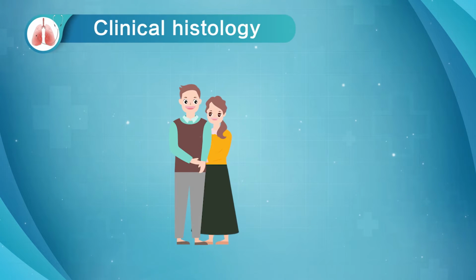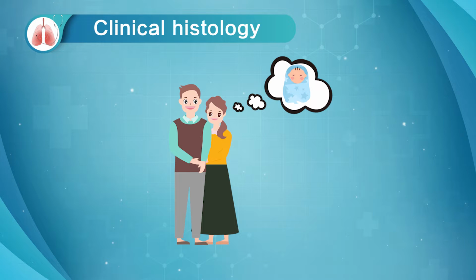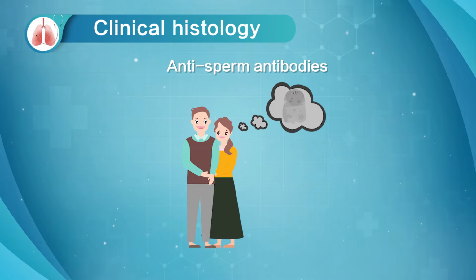John, 29 years old, and 28-year-old Rose have been married for 3 years. They wanted a baby, but Rose could not get pregnant. After examination, the doctor told them there were anti-sperm antibodies in John's blood, which could be the reason for the infertility.